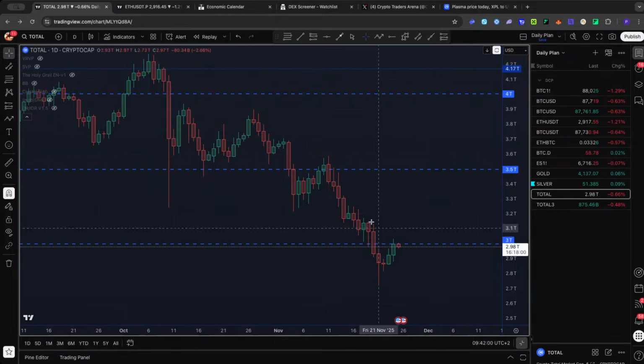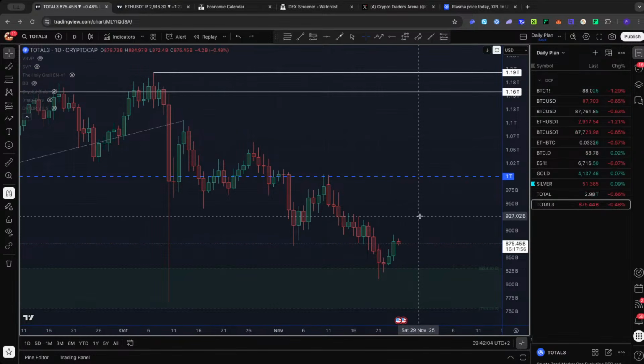Some money exits crypto. Look at it. Yeah, looks ugly. Total 3, similar. I want my Ws. We are still, in my humble opinion, fighting 1 trillion here, but give me my W. Show me some strength and we can talk about it. It's looking slightly better than total. So, that is my overview.